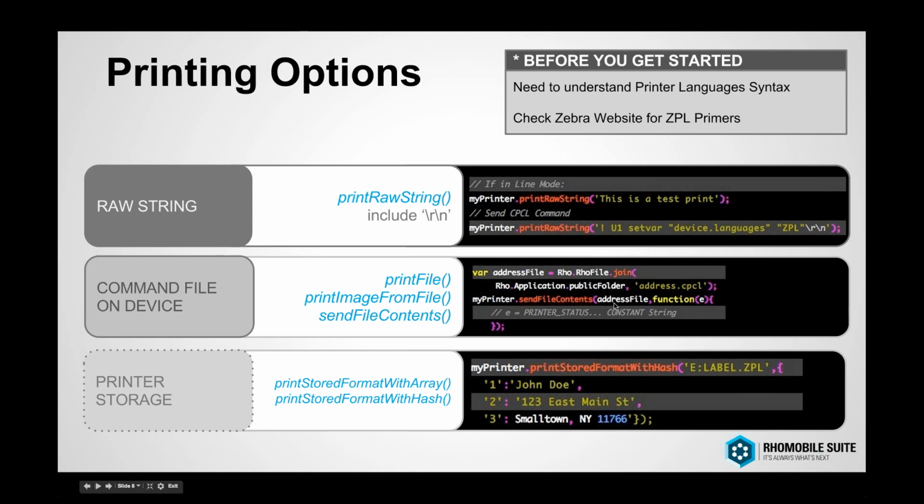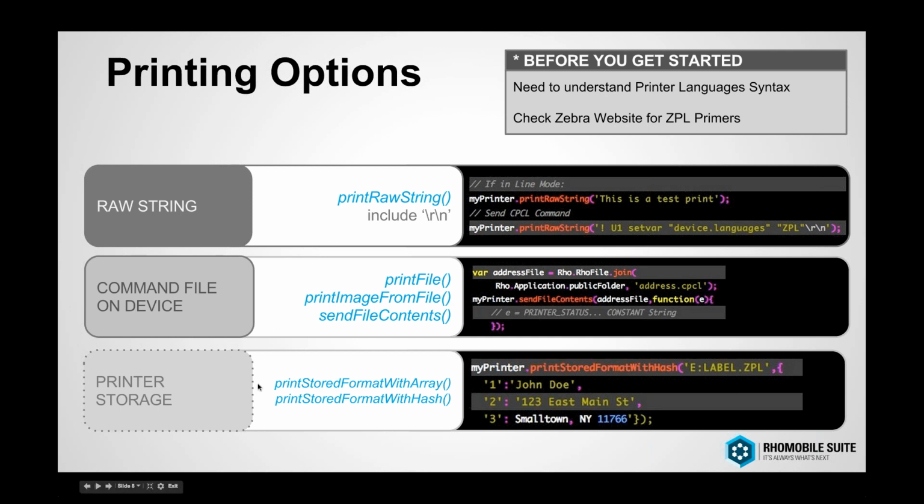I'm using the send file contents and passing in the address file path. Okay, and that's how I'm going to print this address label. There are some similar things like print image from file or print file. There's a couple of differences between those, but essentially that's what you're doing in this case. And we'll get into some of these demos later.